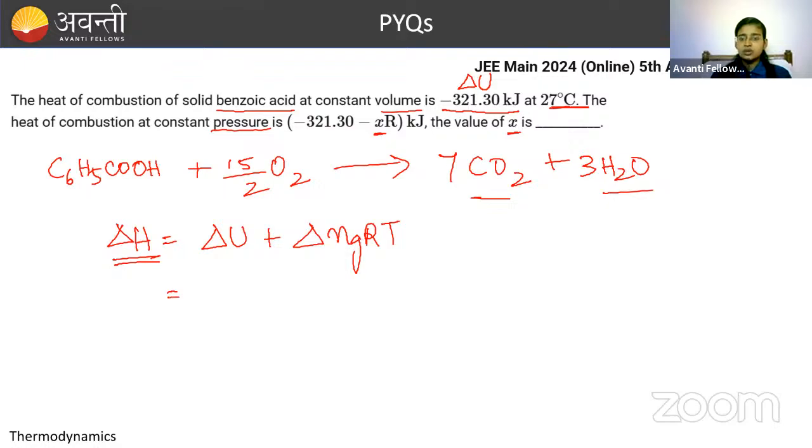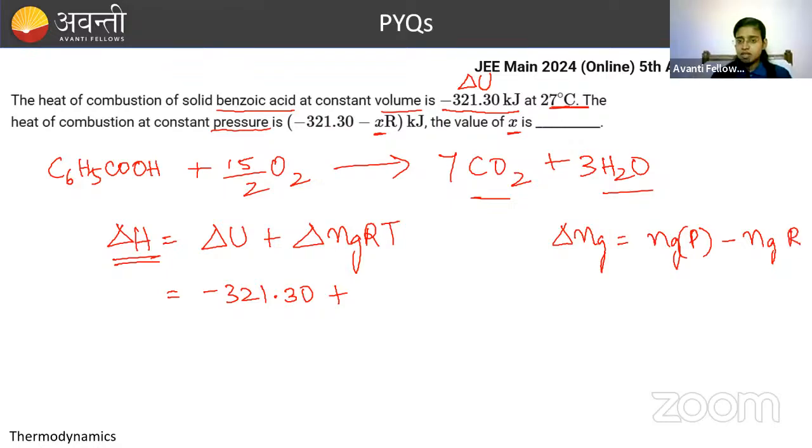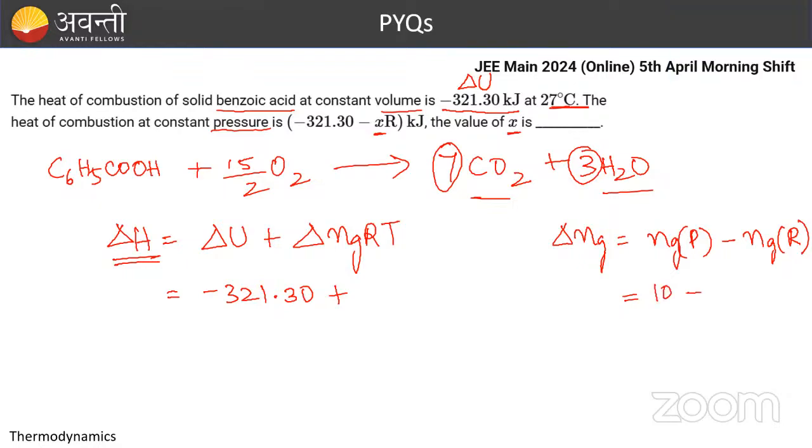So it is equal to minus 321.30 kilojoule plus delta Ng. What is delta Ng? Delta Ng is the number of moles of gaseous product minus the number of moles of gaseous reactant. How many products do we have? 2 products. And what are their number of moles? 7 and 3. So 7 plus 3 is 10 minus. Here we have 2 reactants, one of them is oxygen and the other one is benzoic acid.